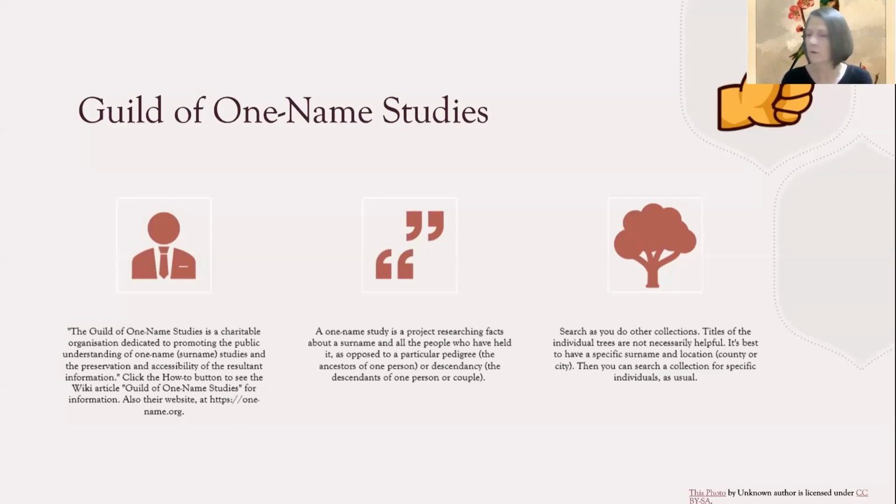Titles of the individual trees are not helpful. So know your specific surname. You can use different variations of the surname. It's helpful to know the location that you're looking for that specific surname. And then you can search the collection for specific individuals. And once you find the surname, study if it's there. Again, don't get discouraged. If it's not there, come back another time.